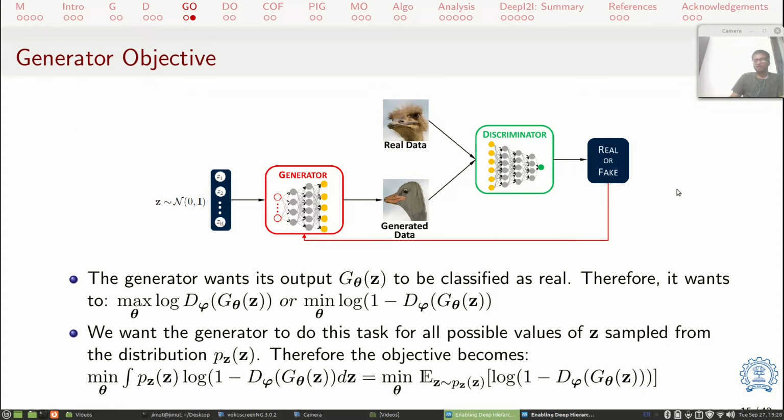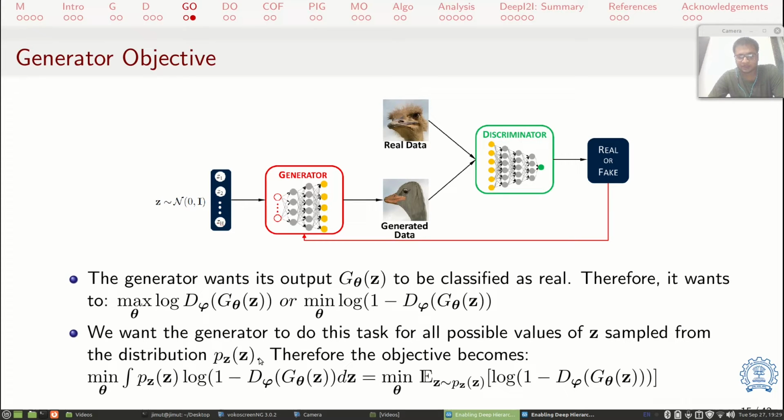So now things get a bit theoretical here. The generator wants its output g theta to be classified as real. Therefore, it wants to maximize the log of d phi of g theta of z, or minimize log of 1 minus d phi of g theta of z.